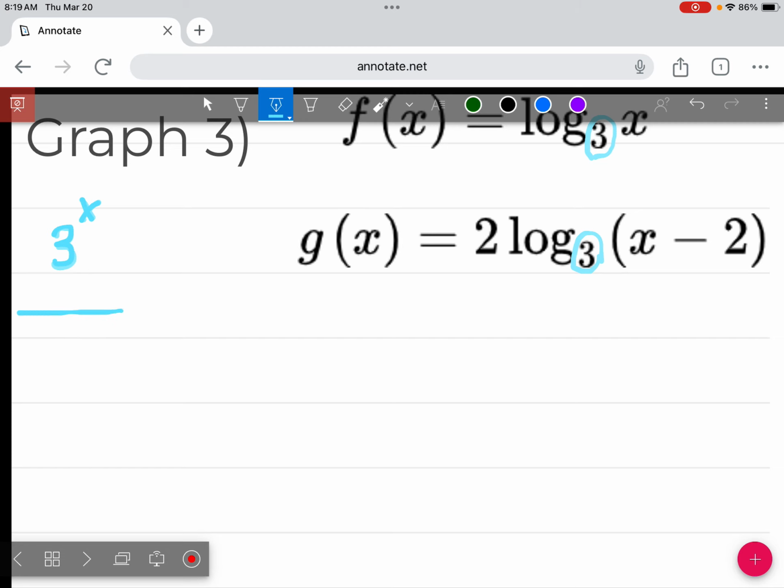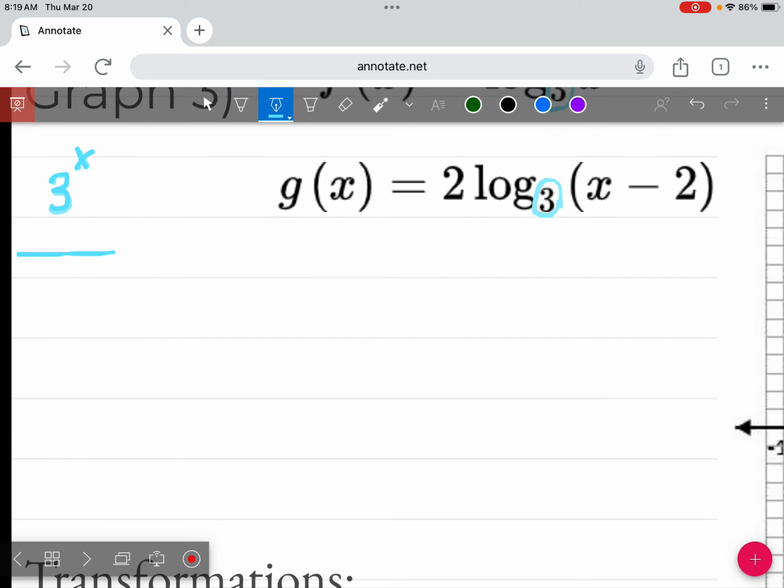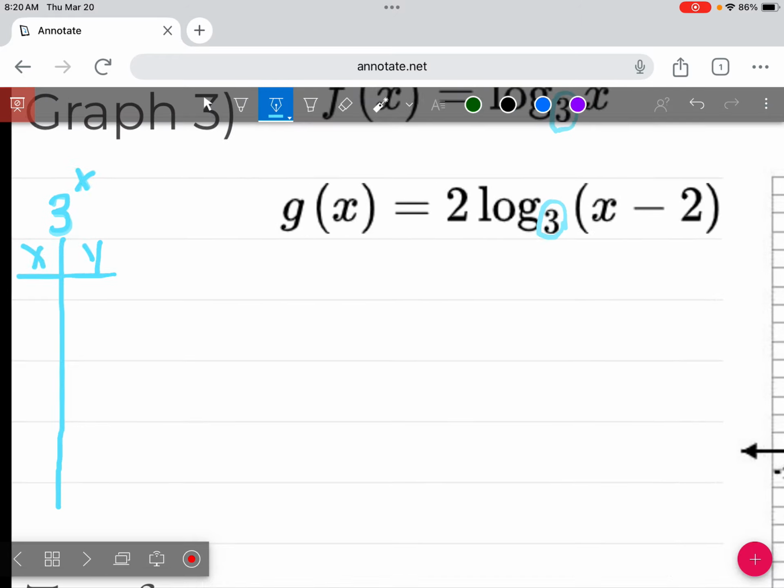So we're going to make the table for 3 to the x, but we are not going to graph 3 to the x. This is when we pick our x's to find our y's, but we just need this as a tool to help us find our log.